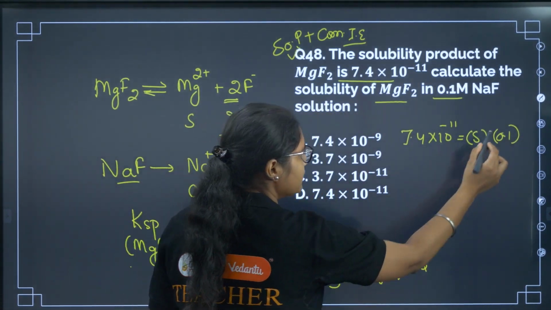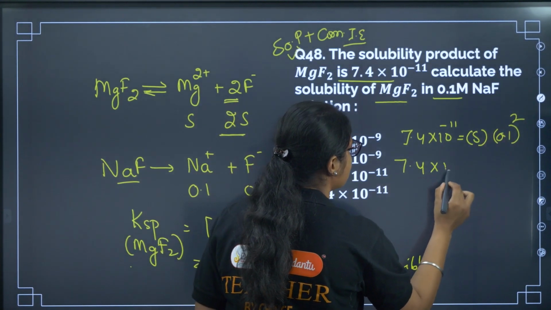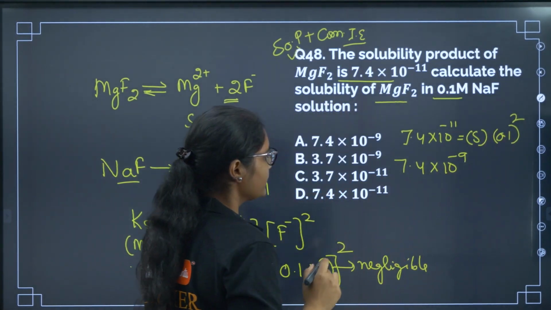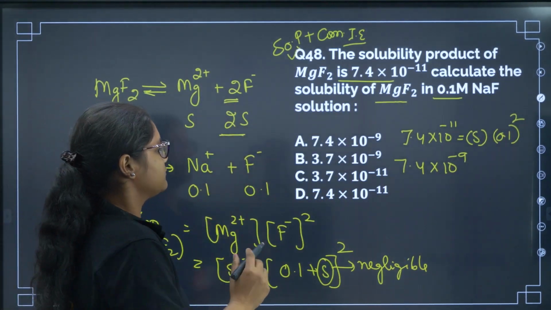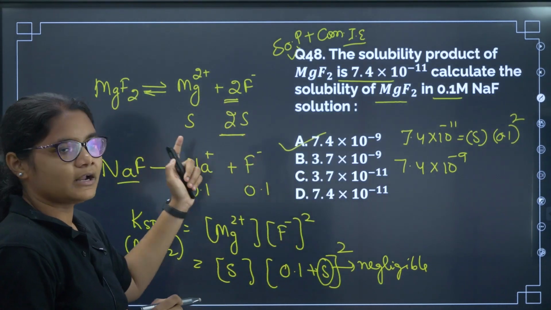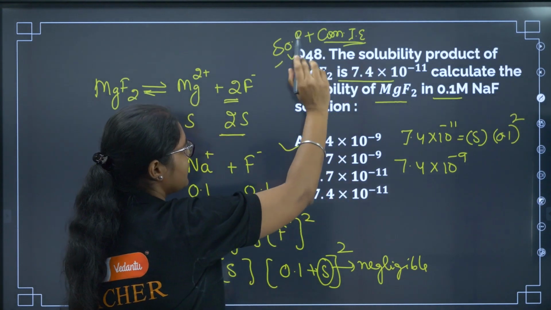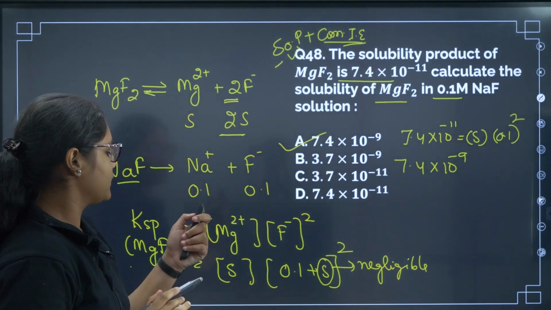Okay, here square is there, so 0.1 to the power of 2. So I'll get 7.4 into 10 to the power of minus 9. Okay, so the correct answer for this question will be option A. Okay. So this one is a little difficult question because it includes both ionic common ion effect and solubility product.